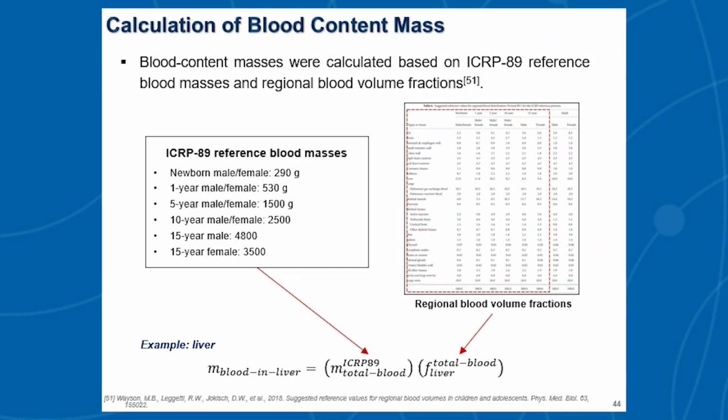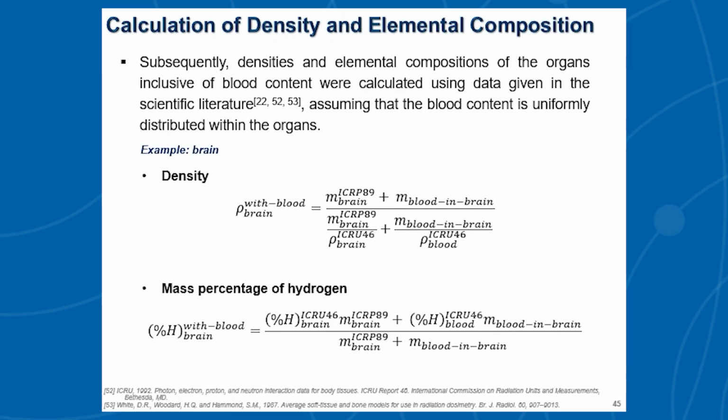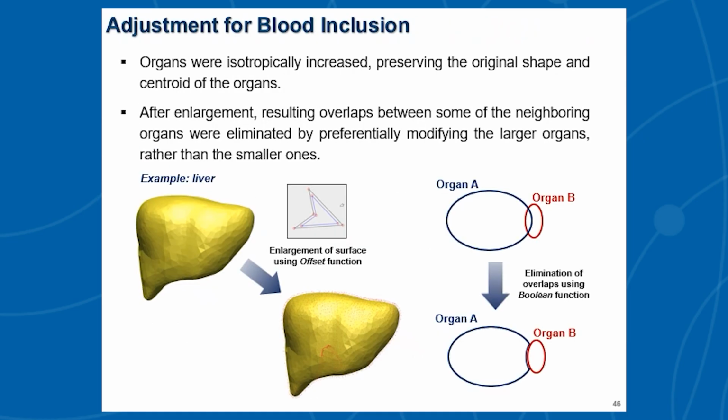For this, we first calculated the blood content mass by multiplying the reference total blood mass by the age and organ-specific blood volume fractions reported by Wason and his colleagues. Also, assuming the blood content is uniformly distributed within each organ, the densities and elemental compositions were recalculated considering the mass ratio between the organ parenchyma and blood content based on the simple equations shown here. After determining the organ data, including the blood content, we increased the organ size in the mesh phantoms.